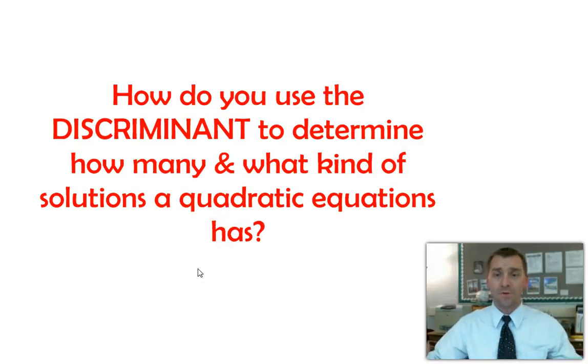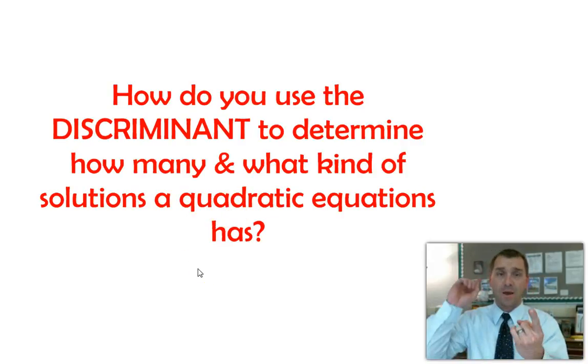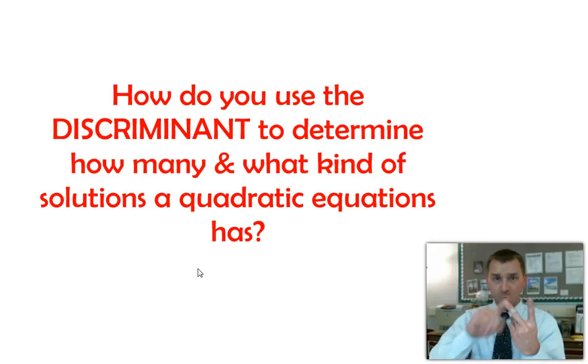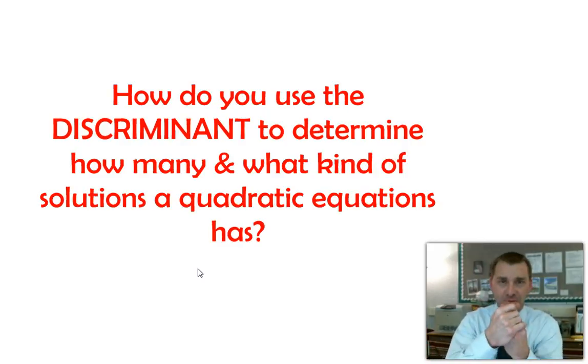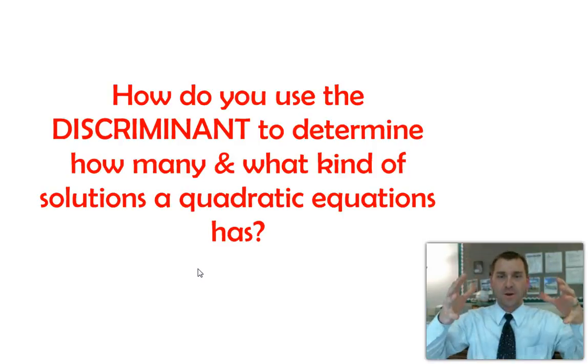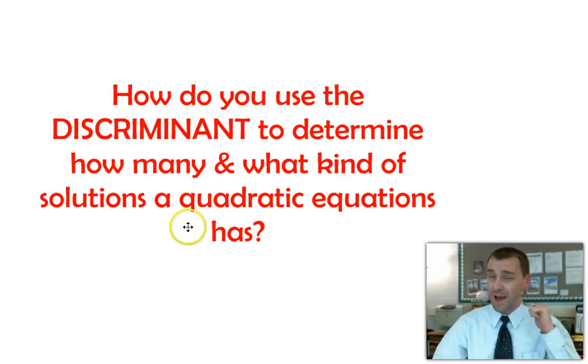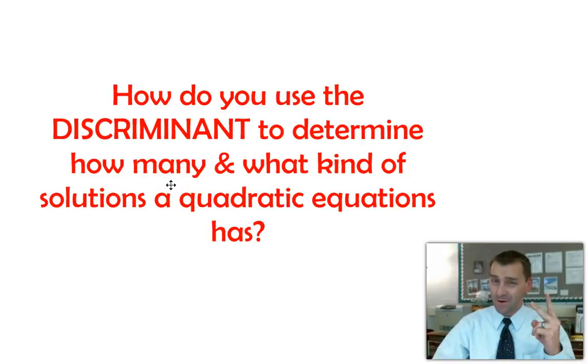We just did a whole unit on finding the actual solutions by factoring, square root method, and quadratic formula. Those were the three methods used to find the solutions. The discriminant, as you see, is just used to find how many and what kind they are. So there's a major difference, but it's a pretty cool thing.